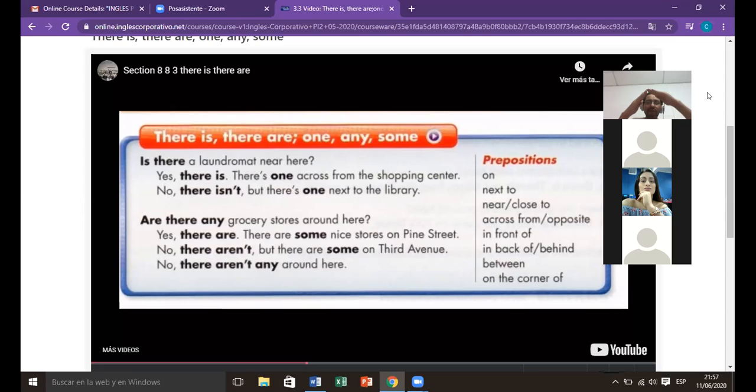And we have on the corner of. On the corner of is for two streets. So when we go on the corner of, for the two directions, El Paseo General Escalón and 75th Avenue is on the corner of. La Curaçao is on the corner of. Is the prepositions okay?